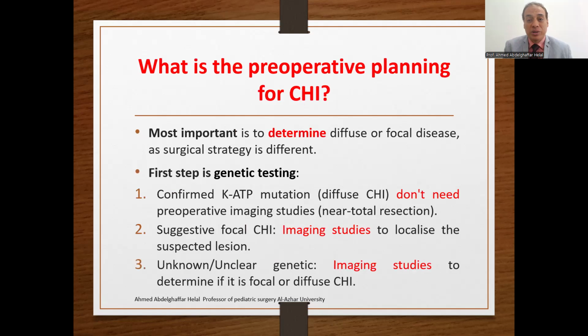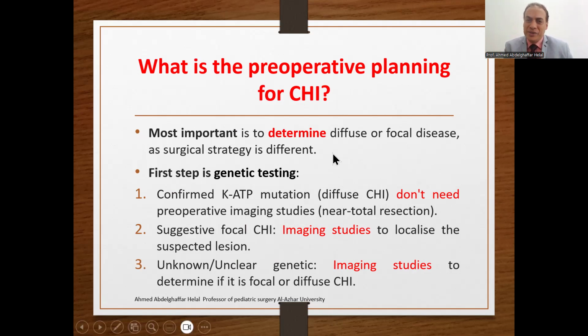Now, what about the preoperative planning for surgery? What is the preoperative planning? The most important question here is whether this child or neonate has a diffuse or focal congenital hyperinsulinism, as the treatment is radically different and the clinical presentation is different.